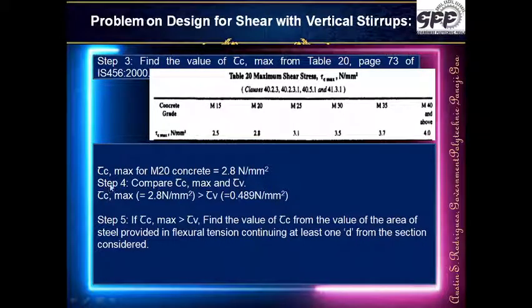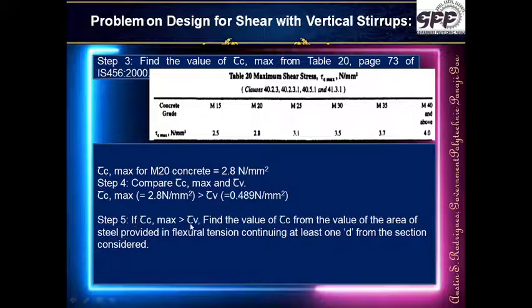Now step number 4. Having got this, compare tau C max and tau V. Tau C max is 2.8 Newton per mm square and tau V is 0.489 Newton per mm square. So over here we understand that the value of tau C max is much greater than tau V. That means the capability of the beam is better. The concrete can resist the shear stress up to 2.8 Newton per mm square before it would actually collapse, before it would actually crush. So tau C max we are finding is greater than tau V.